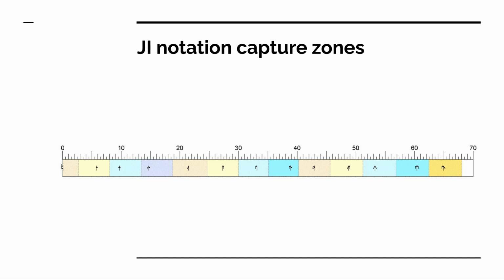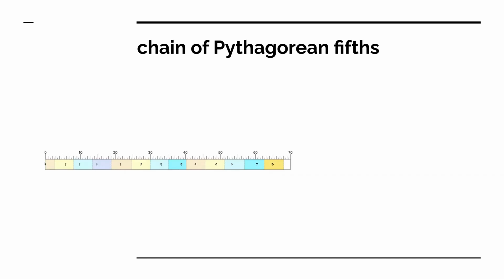But now you might protest, this diagram only goes up to about 70 cents. There are 1,200 cents in an octave. What about the other 1,130 cents? The answer is, this chart gives you all the information you need to know to find your notation relative to any given position on the chain of Pythagorean fifths.